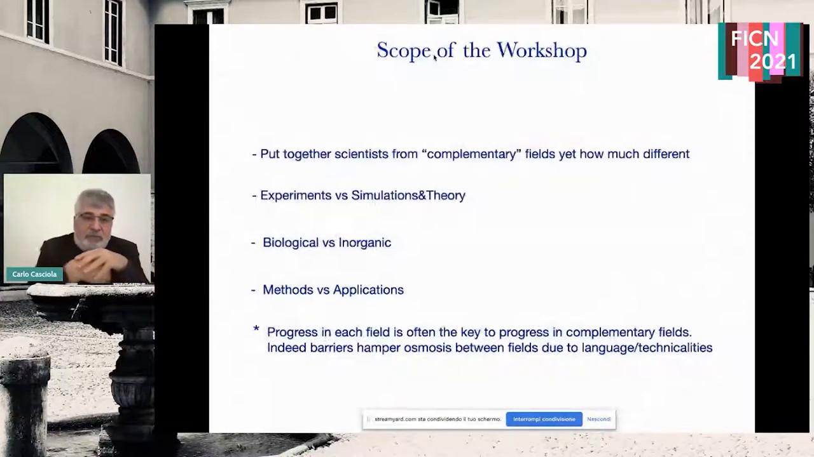So what is the scope of the workshop? The workshop aims at putting together scientists who are complementary in expertise in the field of ionic channels and nanopores. This complementarity happens due to different things. There will be expertise in experiments, simulation, and theory. This is one form of complementarity. Then a certain kind of application will involve biological matter. Other ones will deal with inorganic nanopores, for instance. And also, we will have contributions which aim at explaining and developing methodologies, and others mostly involved with specific applications.